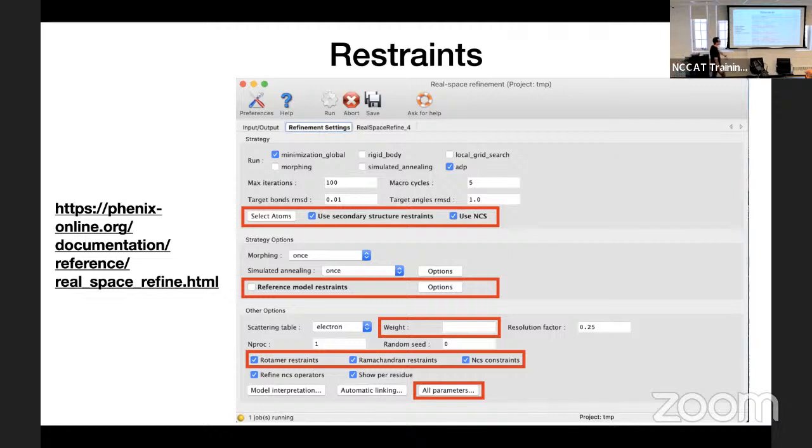We talked a little bit about whether, if you have multiple copies of the same chain in your protein, you can hit the use NCS box, and Phoenix will automatically try to identify chains that have similar sequences and restrain them to be similar to each other.